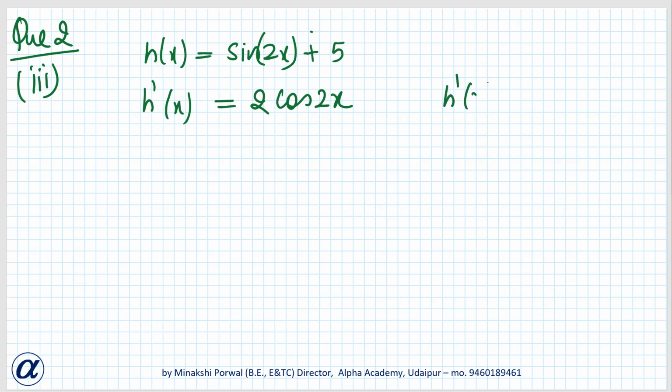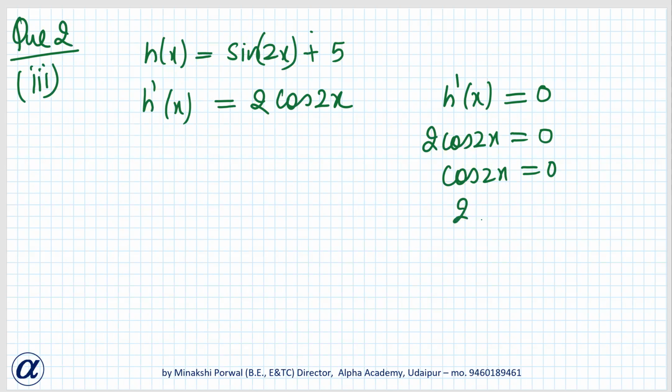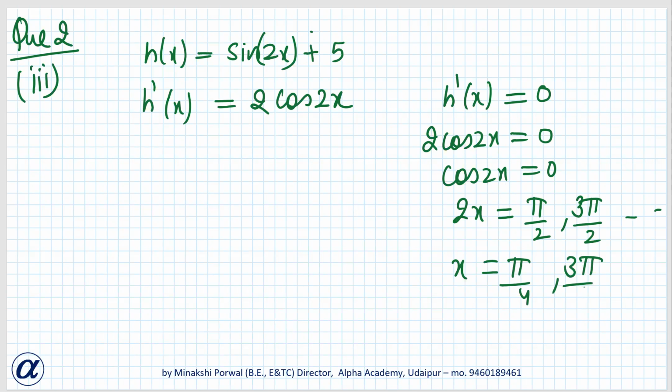Putting h dash x equals 0, that is 2 cos 2x equals 0. Cos 2x equals 0. Cos is 0 when it is an odd multiple of pi by 2. So 2x equals pi by 2 or 3 pi by 2 and so on. Okay, so x can be written as pi by 4, 3 pi by 4 and so on. We can write the values. Okay, clear till here?